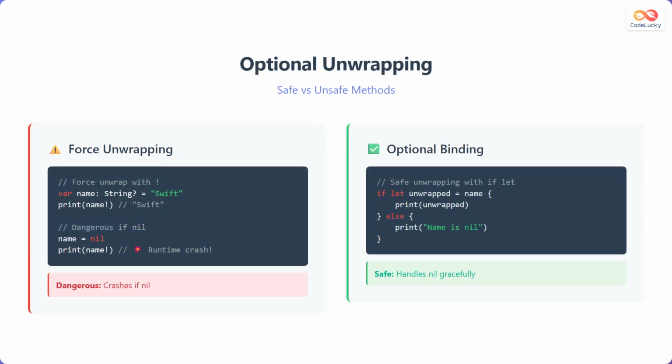There are 2 main ways to unwrap optionals in Swift. Force unwrapping uses the exclamation mark operator to extract the value directly. While this works when the optional contains a value, it's dangerous because your app will crash with a runtime error if the optional is nil. This is why force unwrapping should be avoided in production code. The safe alternative is optional binding using if-let syntax. This approach safely checks if the optional contains a value, and if it does, the value is unwrapped and assigned to a new constant. If the optional is nil, the else block executes instead. This prevents crashes and handles nil cases gracefully.